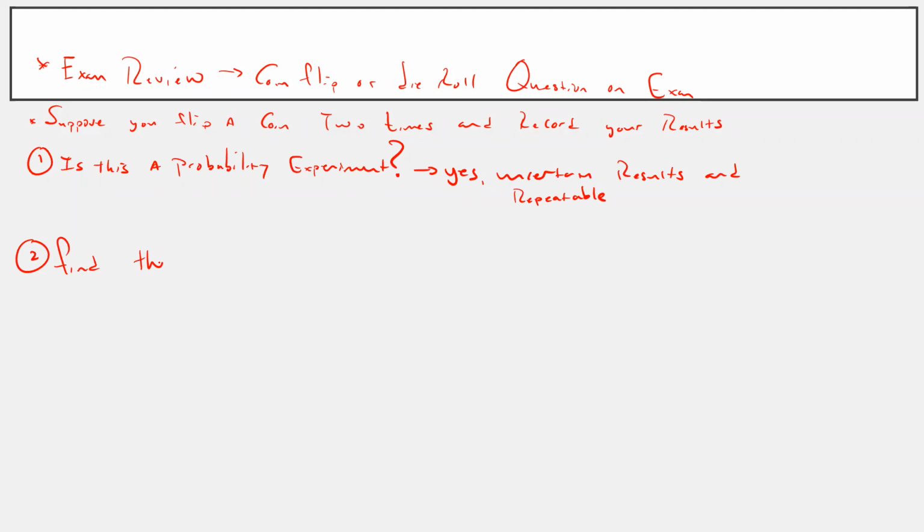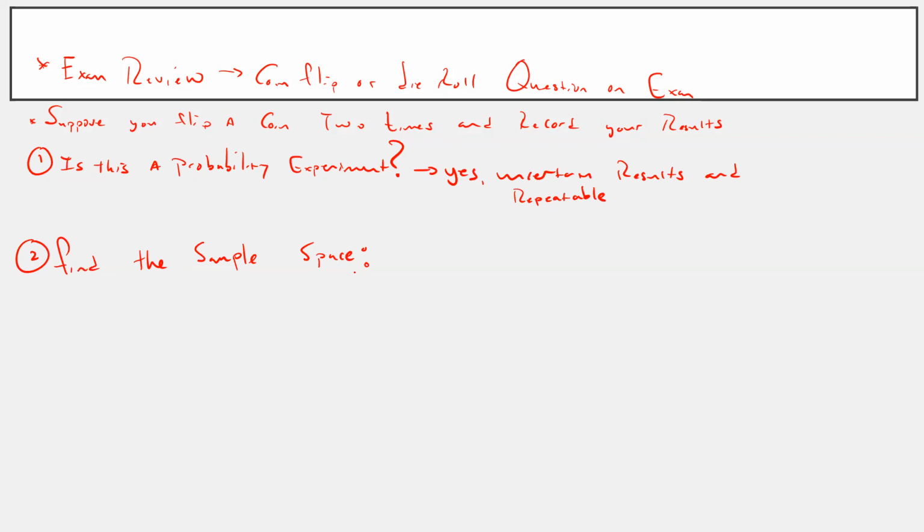Okay, next, find the sample space. So when you go to do the homework problem, finding the sample space will help you answer all those questions that are listed there. Okay. All right, so does anybody remember what the sample space stands for? What is the sample space for this experiment? It's the set of all possible what for this experiment? It's going to be all possible outcomes, yeah.